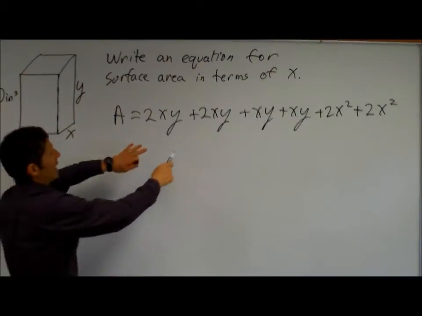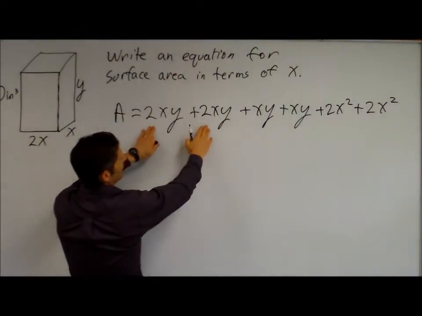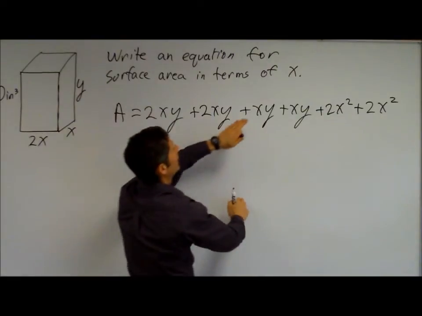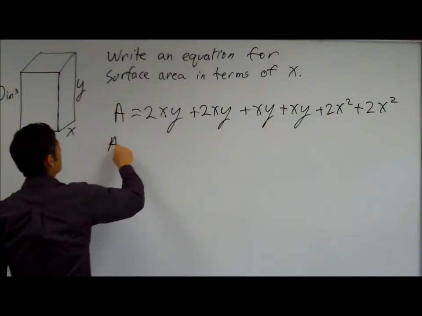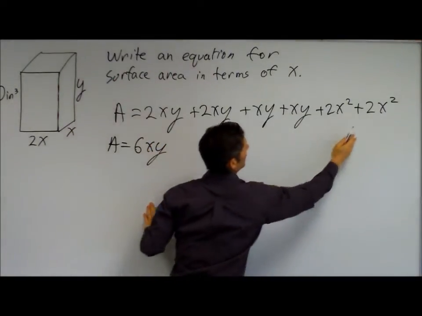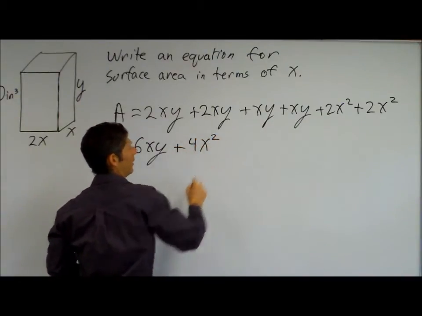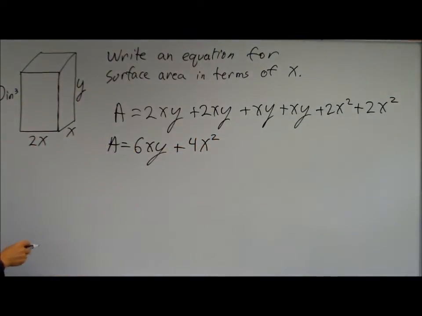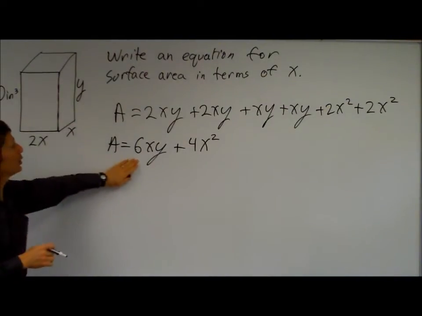Well, the good news is I have a lot of like terms which I can add up. 2xy plus 2xy, that's 4xy. Another xy, that's 5xy. 6xy. My area is 6xy plus 2x squared plus 2x squared, that is 4x squared. Well, that's great. I want the surface area, though, in terms of x.